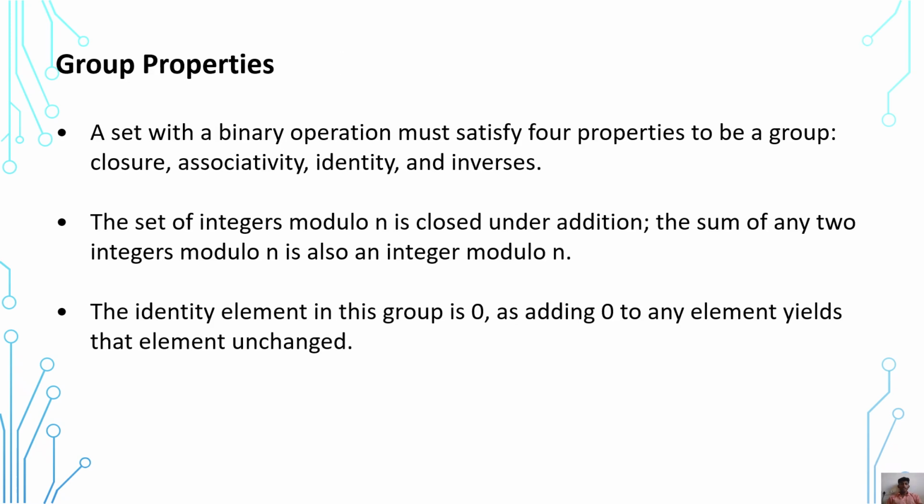Group properties. A set with a binary operation must satisfy four properties to be a group: closure, associativity, identity, and inverse. The set of integers mod n is closed under addition. The sum of two integers mod n is also an integer mod n. The identity element in this group is 0, as adding 0 to an element leaves the element unchanged.